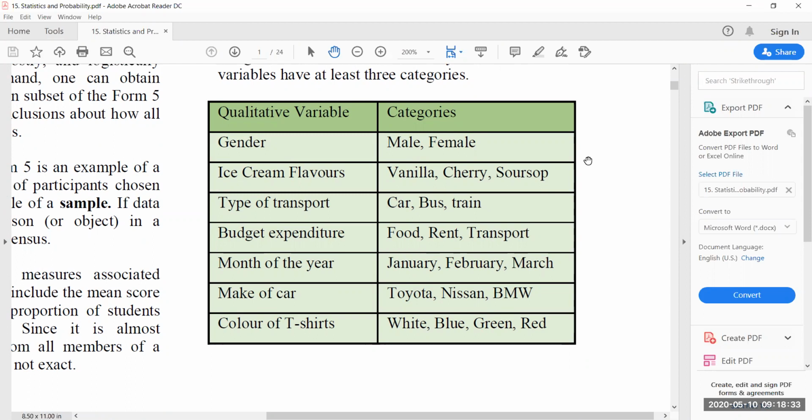Then we have types of transportation. The categories will be bus, train, cars, etc. Budget expenditure: you can spend money on food, rent, transportation, etc. Months of the year, the type of car, the color of shirt, etc. These are qualitative variables.